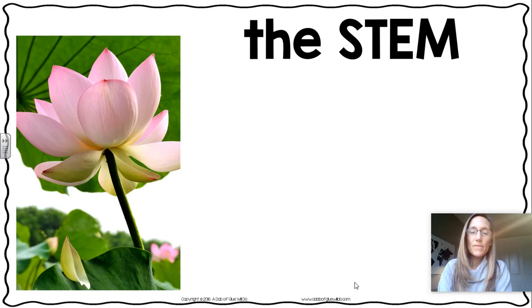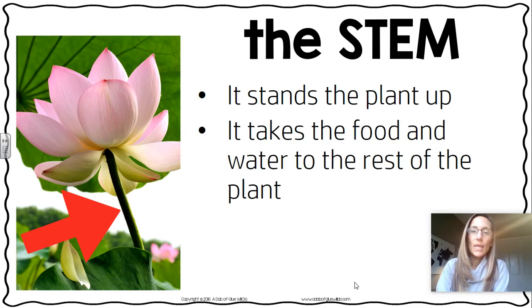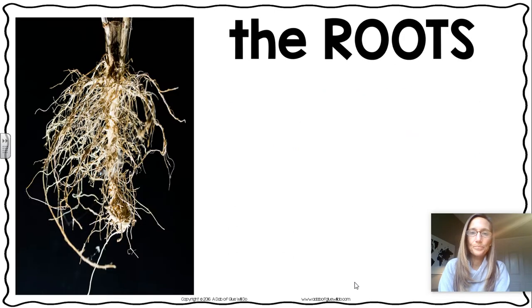The stem. I think of the stem as our backbone. You can feel your backbone. It helps the plant stand up. And without our backbone, that's like our stem, we wouldn't be able to stand up. It takes the food and water to the rest of the plant. So just like a straw, right? It gives a place for the food and the water to travel right up to the top of the plant.